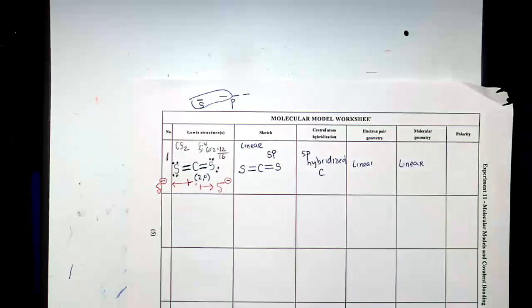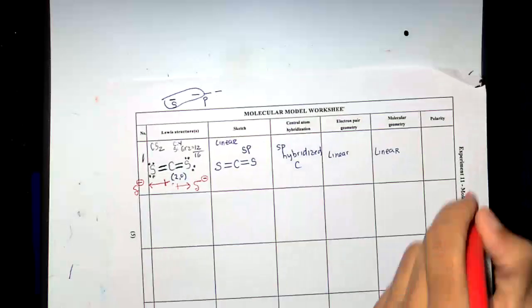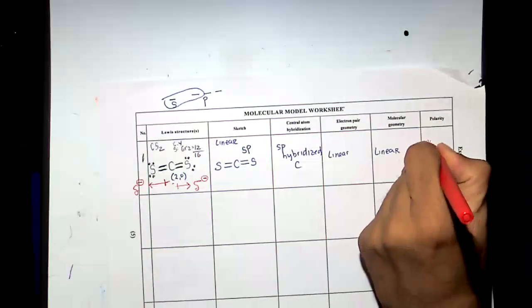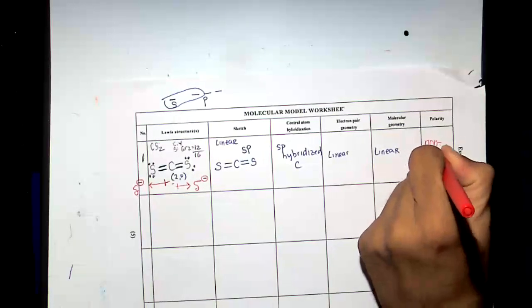Okay, the pull on the other end. So this bond is pulling that way from that sulfur, and that sulfur is pulling this way. Okay, this pull cancels out that pull. When they cancel each other out like that, we call it nonpolar.